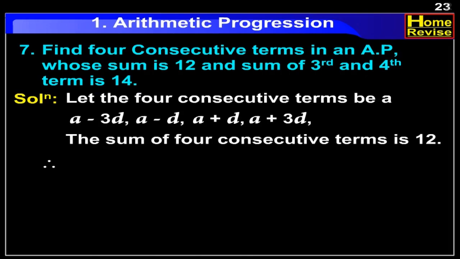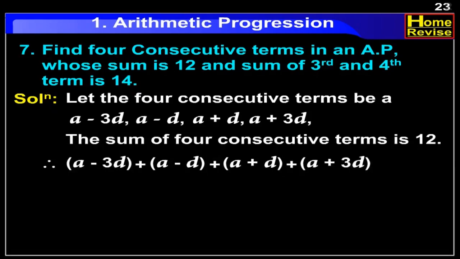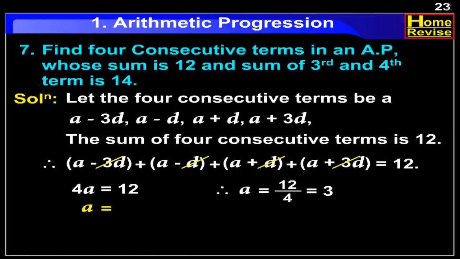Therefore, we have a minus 3d plus a minus d plus a plus d plus a plus 3d is equal to 12. Here, minus 3d and plus 3d get cancelled out. Similarly, minus d and plus d get cancelled out. Hence, we have 4a is equal to 12. Therefore, a is equal to 12 divided by 4. Therefore, a is equal to 3.